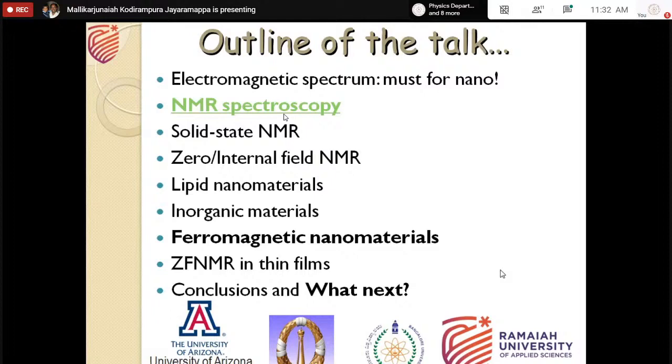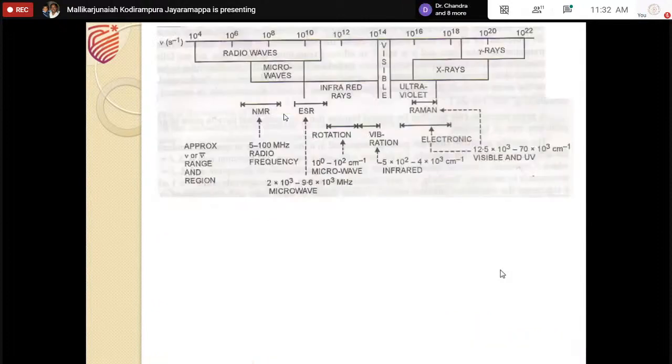To understand basic concepts as in lipid nanomaterials, inorganic materials, and ferromagnetic nanomaterials, and just try to give insights of how zero field NMR can be used in thin films as well, though qualitatively.